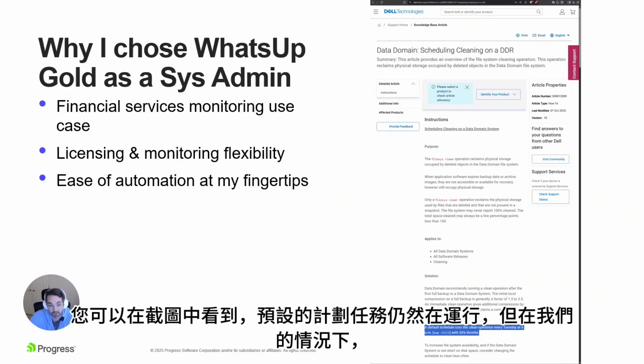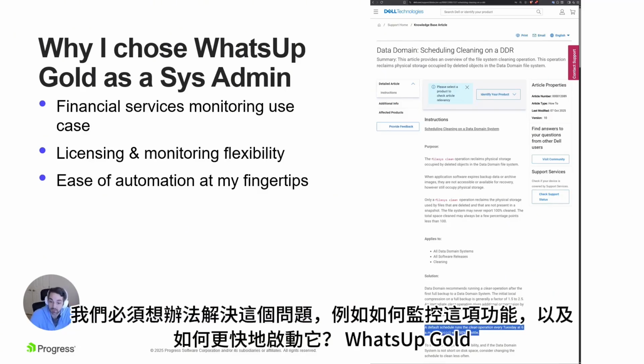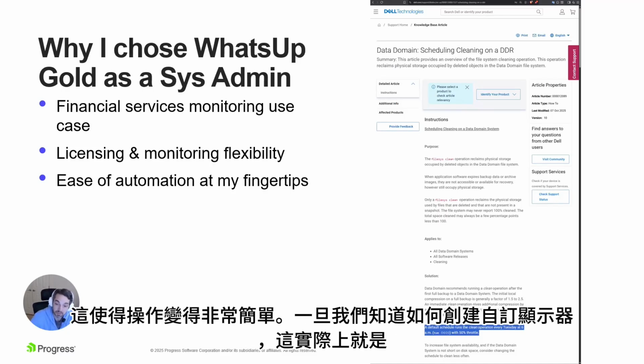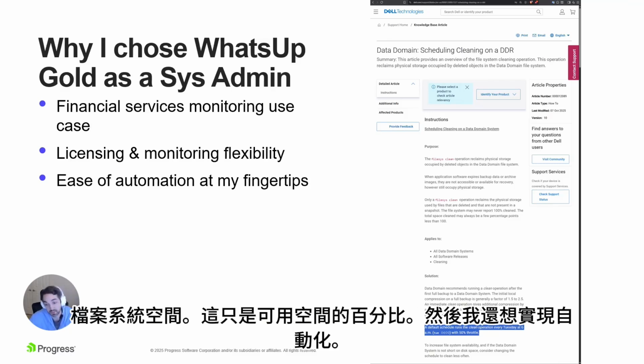There is still a default schedule that runs, but in our situation, we had to figure out, well, how do we monitor this and how do we kick it off sooner? WhatsUp Gold made it very easy to do so. Once we knew how to create a custom monitor, which is literally point and click within the interface, I created a custom monitor through SNMP to monitor the filesys space. It's just a percentage of availability.